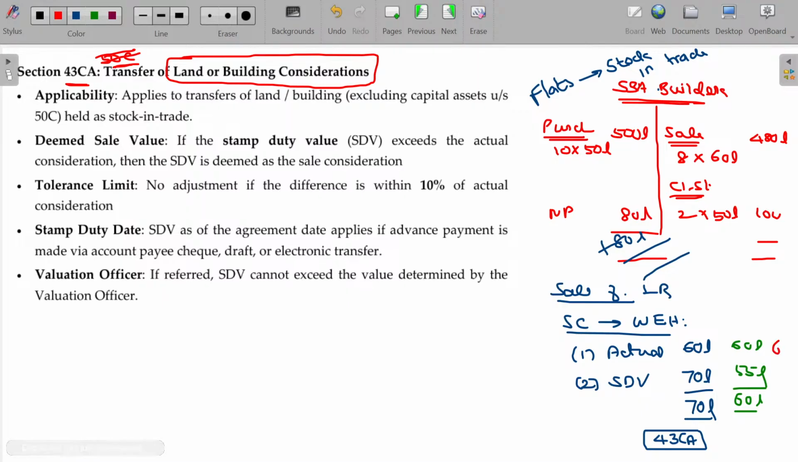Here, actual being 60 lakhs, but the stamp duty value being 65 lakhs. Come on, tell me. What value? So here, 60 lakhs.